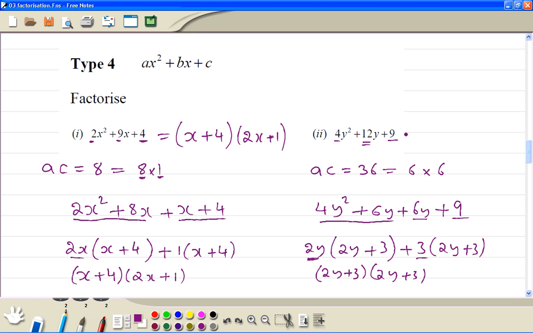So this is equal to 2y plus 3 times the same thing, so we can just put it squared.